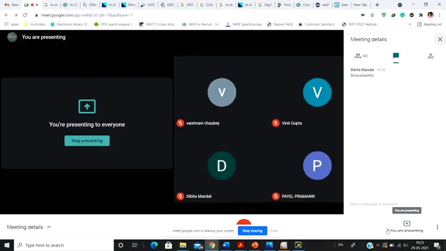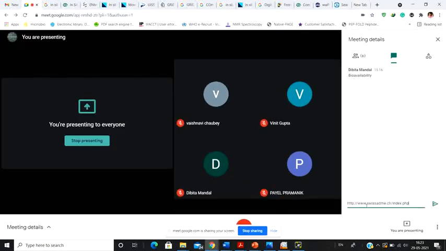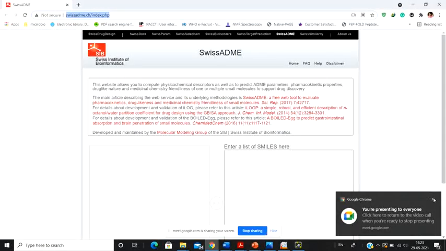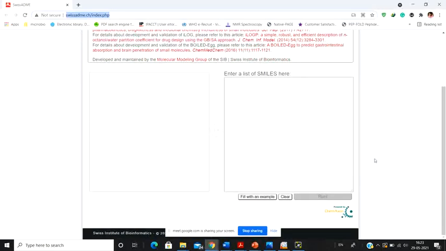So this particular tool is called Swiss ADME. This is another server that allows you to predict the drug likeness of your molecule. Now in this particular case, what can you do?